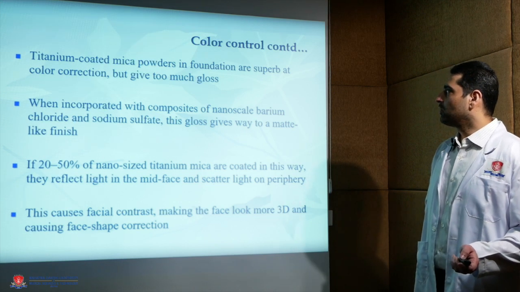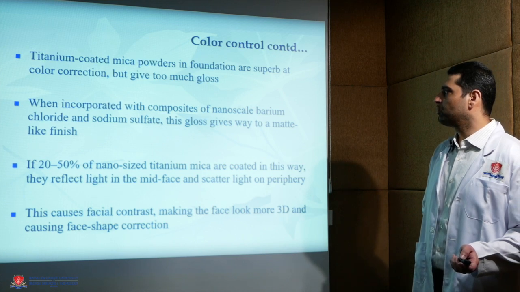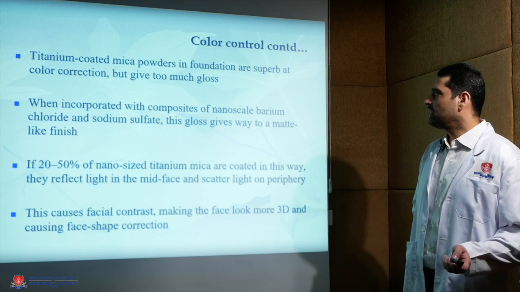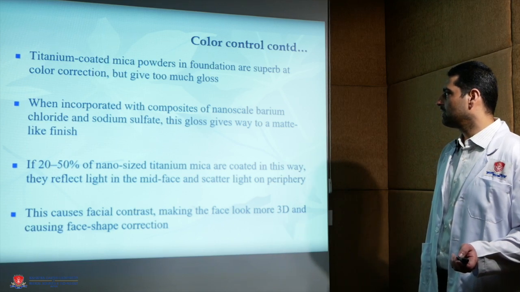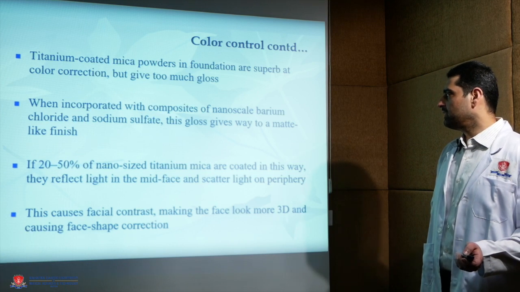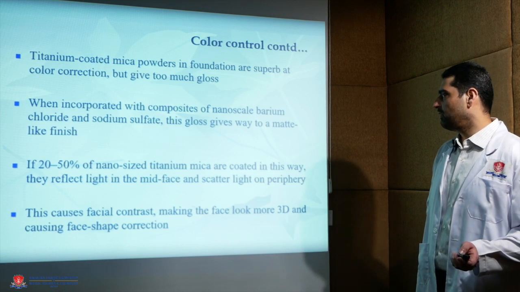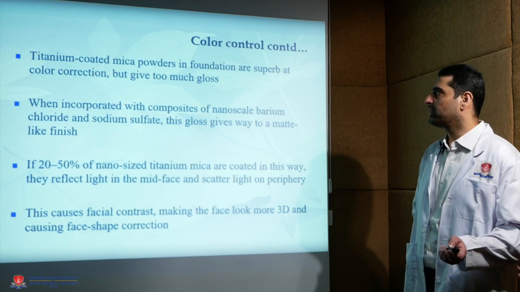Then titanium-coated mica powders in foundation are superb at color correction but give too much gloss. But when these are incorporated with composites of barium chloride and sodium sulfate, the gloss gives way to a matte-like finish. If 20 to 50% of nano-sized titanium mica are coated in this way, they reflect light in the mid-face and scatter light on the periphery, giving a 3D effect.